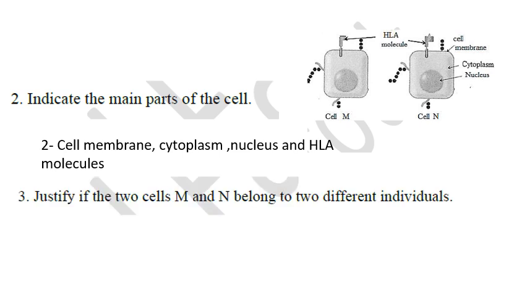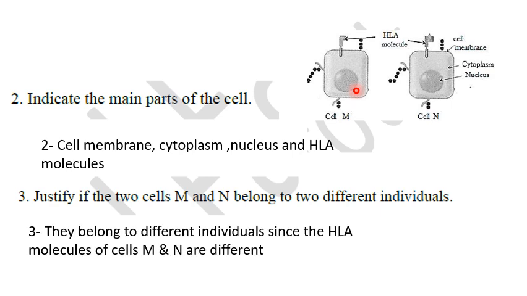Justify if the two cells M and N belong to two different individuals. As we said, they have different HLA molecules, so they belong to different individuals. They belong to different individuals since the HLA molecules of cells M and N are different. So different HLA molecules means different individuals.